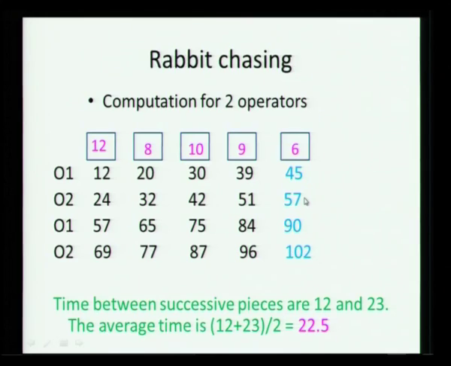So, the second operator finishes a piece at time equal to 57 and the second piece comes out at time equal to 57. Now, the first operator is once again available to come to M1 at time equal to 45. So, again starts at 45 and finishes at 57, by which time M2 is free and the whole process continues. So, operator 1 again finishes at time equal to 57, 65, 65 plus 10 is 75, 75 plus 9 is 84, and 84 plus 6 is 90, and the third piece comes out at time equal to 90.